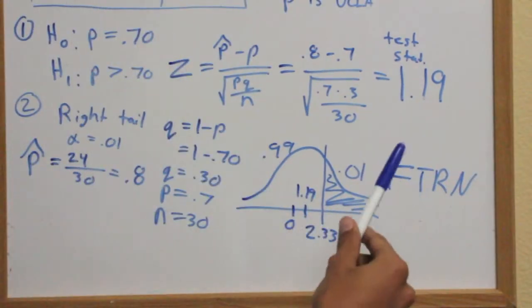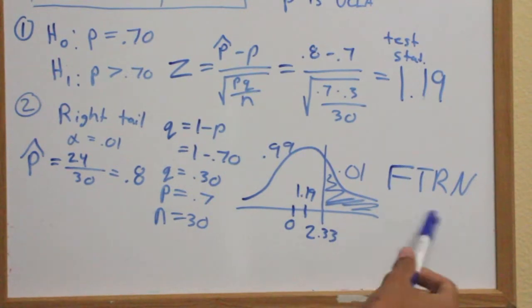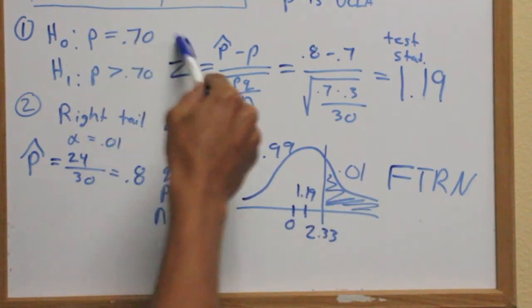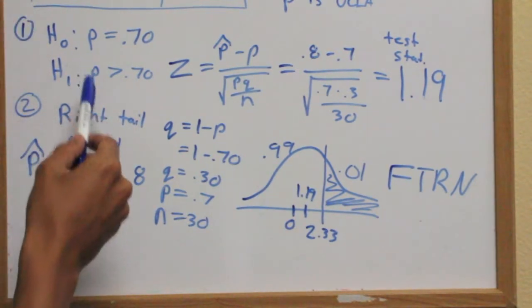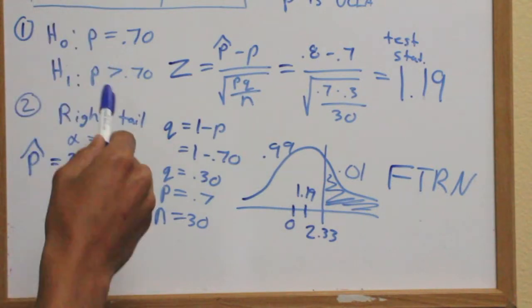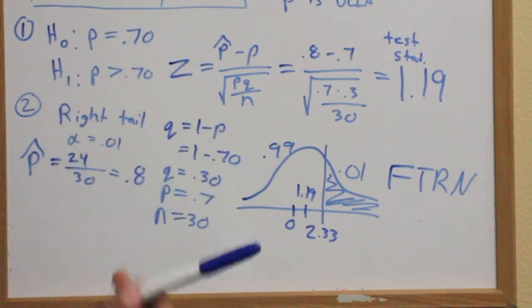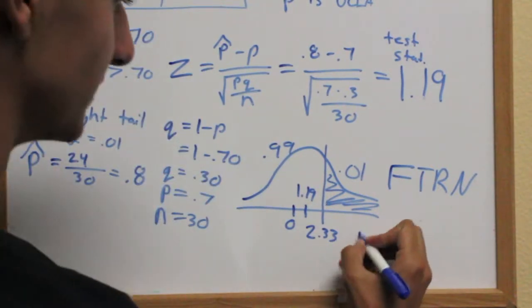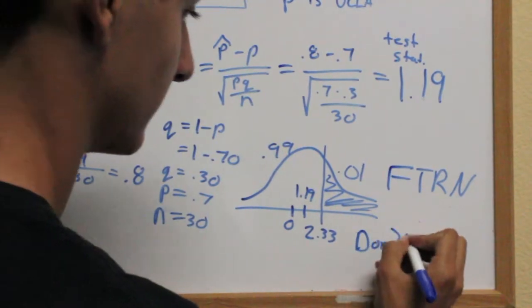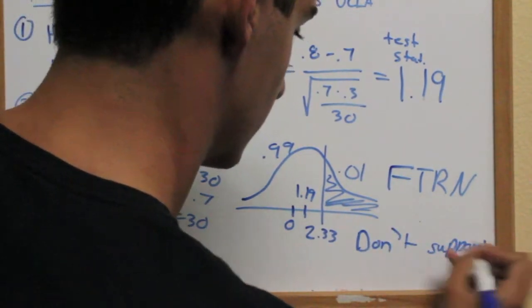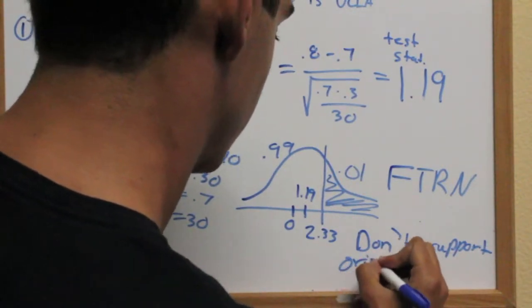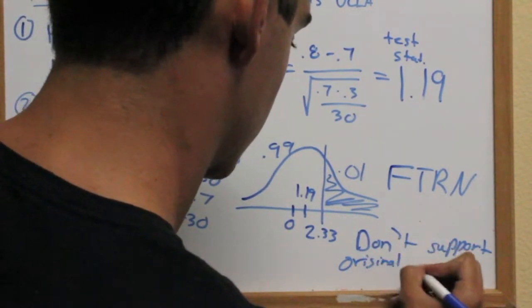So since we failed to reject the null, that means we do not support our original claim that greater than 70% of the students would choose UCLA.